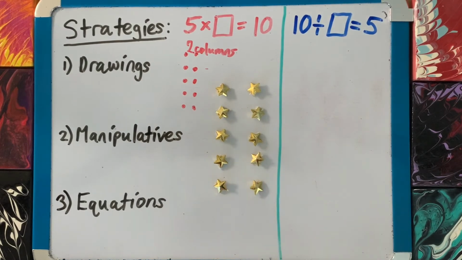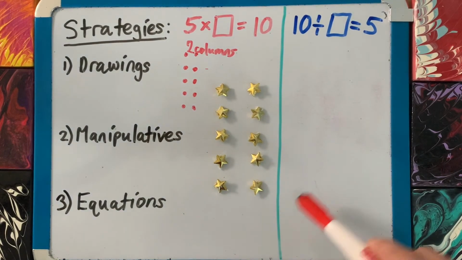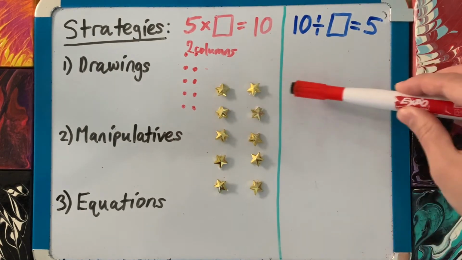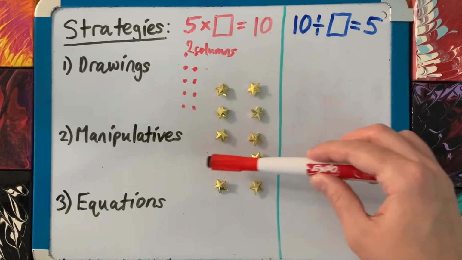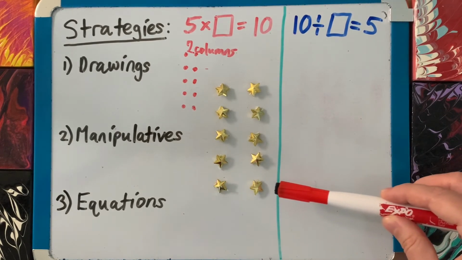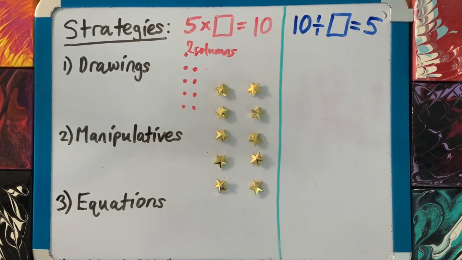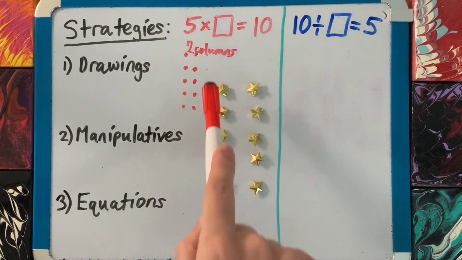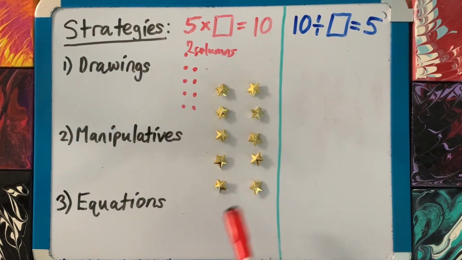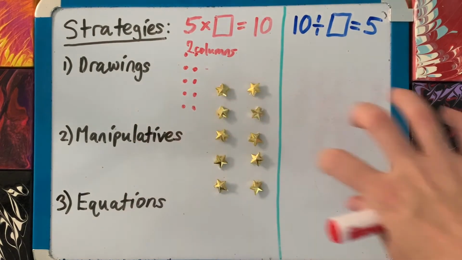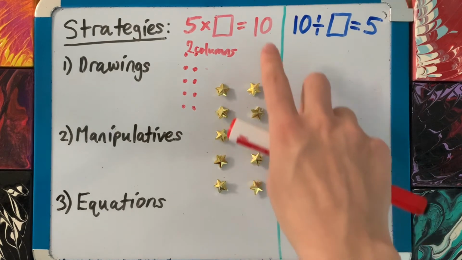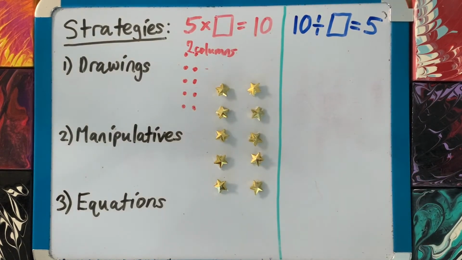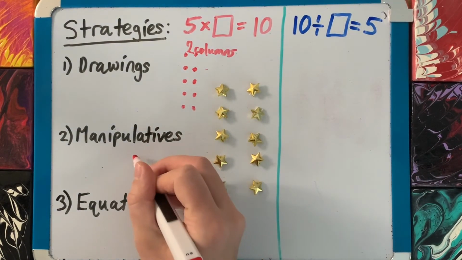Okay, so now we have a total of 10 gold stars, or whichever manipulative that you use, as well as 5 rows. 1, 2, 3, 4, 5. So my question to you is, how many columns do we have? Well, columns go up and down, they're vertical, so we have 1, 2 columns. So 5 rows times 2 columns equals 10 total stars. So I'm going to write 2 columns.